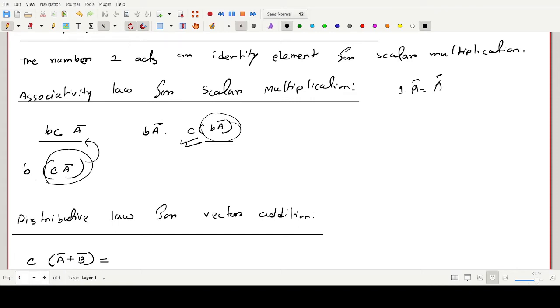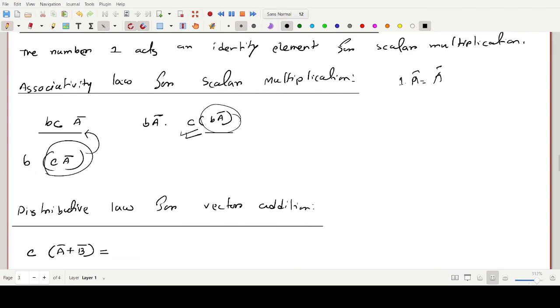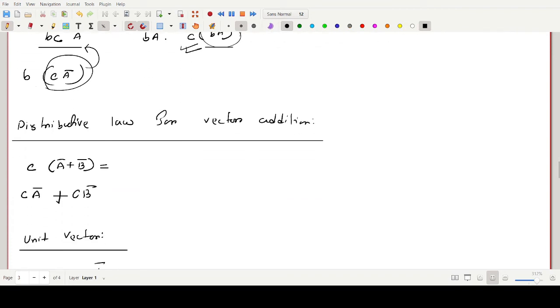Now the next one, the distributive law for vector addition. Say we want to calculate c times a plus b. If we calculate ca first and then cb, and then add them, we get the result. So this is basically called the distributive law for vector addition. Remember that this is the distributive law for vector addition.